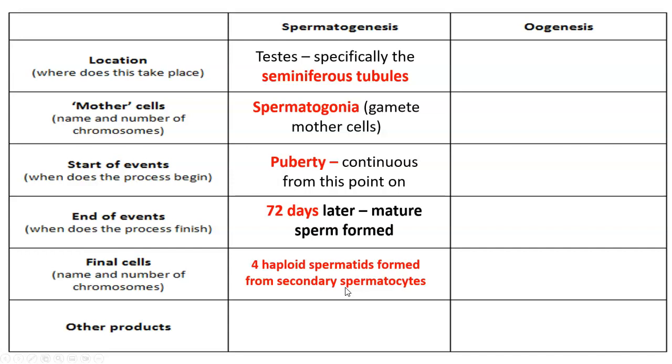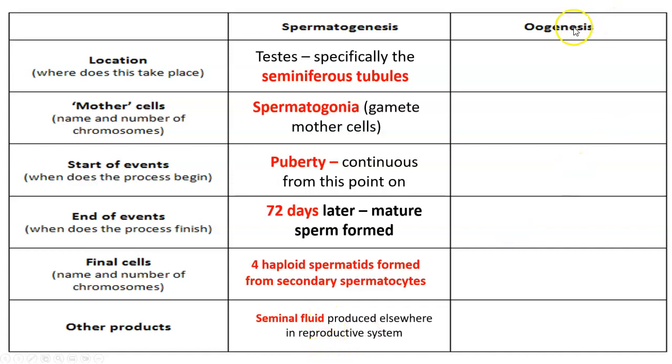Now, the other products that are formed during spermatogenesis are the seminal fluid, which is the liquid that sperms swim in. This is formed elsewhere in the body, namely through the seminal vesicles, the prostate gland, and a little bit of contribution from the bulbourethral gland.